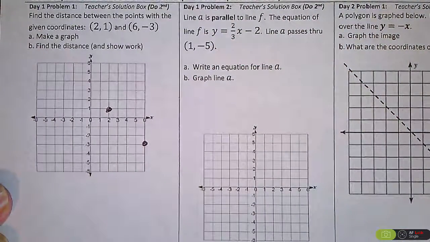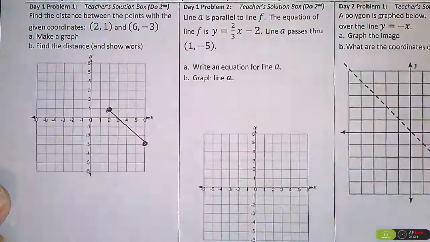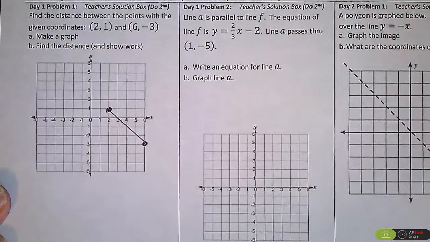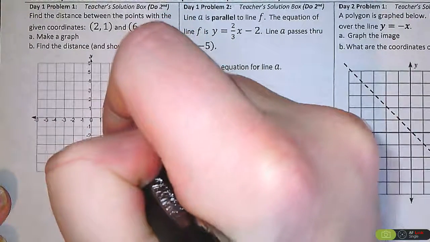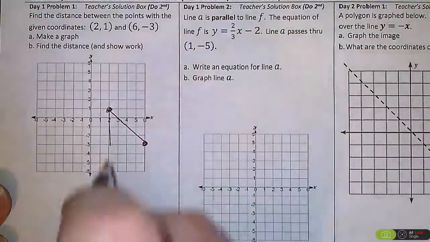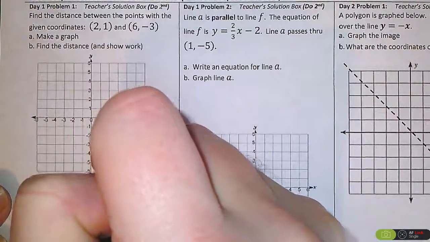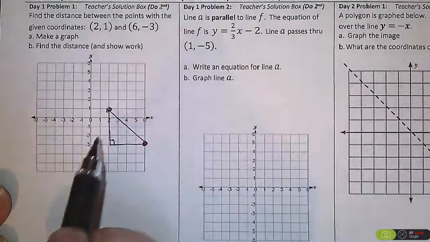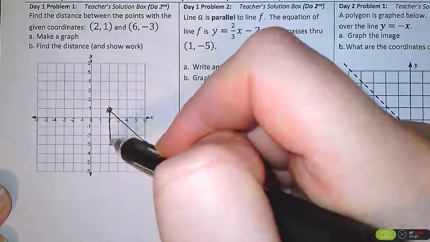We're asked to find the distance between these dots, so we should connect them together to create a segment and find the length of that segment. To do that, let's create a right triangle. We'll drop straight down from the first dot and then draw over to reach the second dot, creating a 90-degree angle here. Then let's find the length of this bottom side and this side.